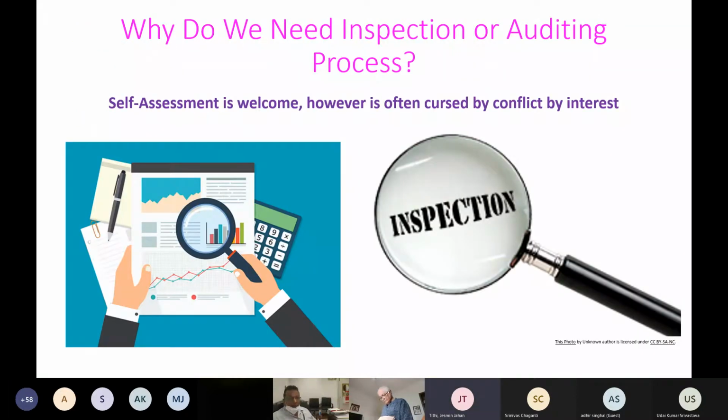Now, you might ask, why do we need an inspection or auditing process? Although self-assessment is always welcome, and we should always do self-assessment, the problem with self-assessment is that it is often affected by conflict of interest. The individual or the group that is building the AI might not see the negative impact of their innovation, and therefore we need a third party to investigate those.